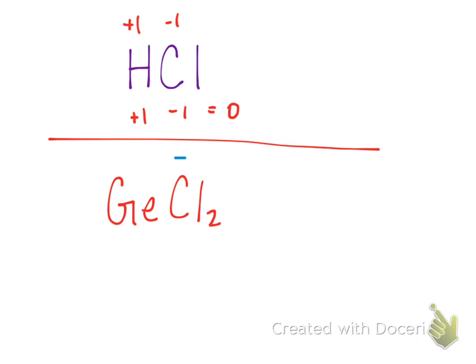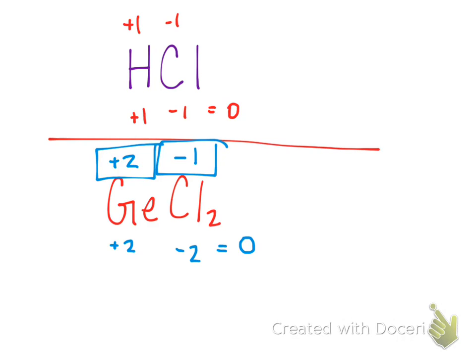-1. Okay, so it gets to keep its charge as its oxidation number. And so there's two of them, right? Which gives us a -2. What do we want this to add up to, our totals? We need them to add up to 0, and that means germanium has to be a +2. So our final answers are -1 and +2.